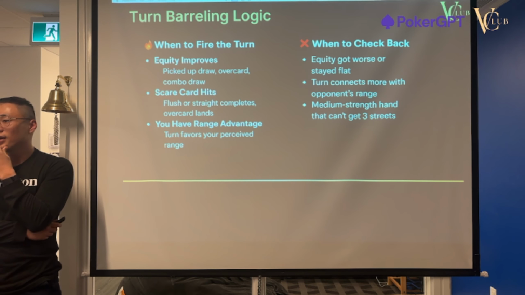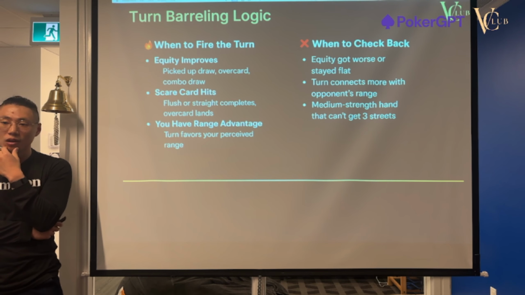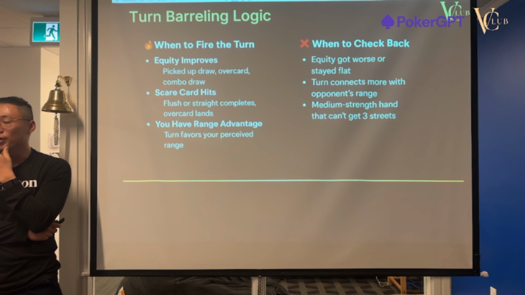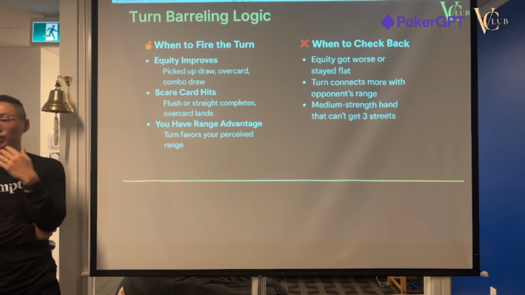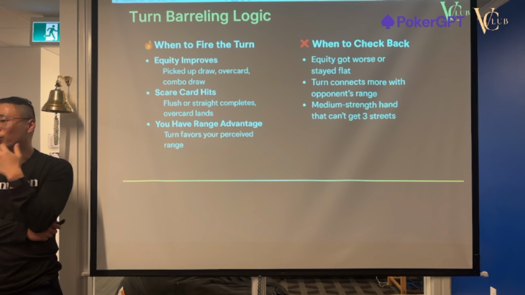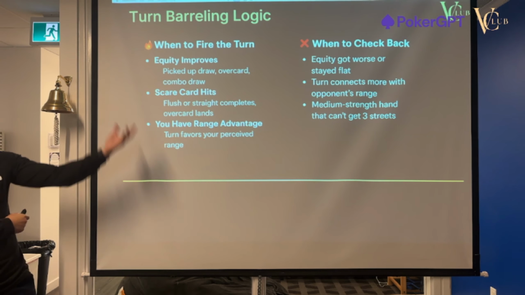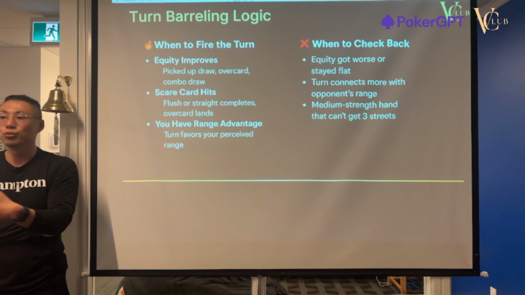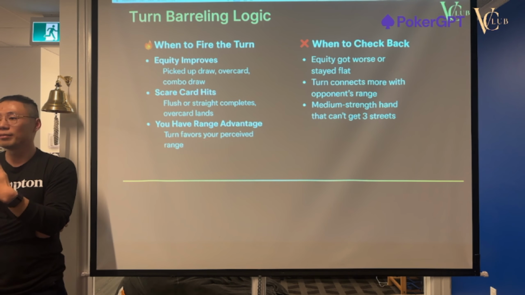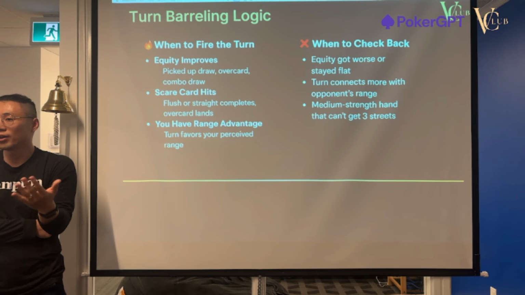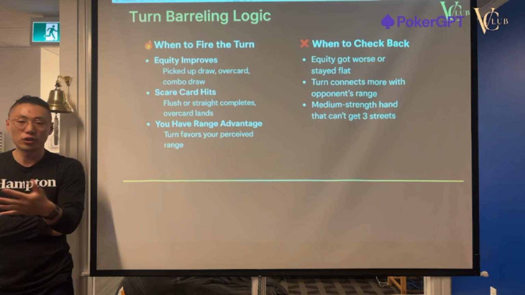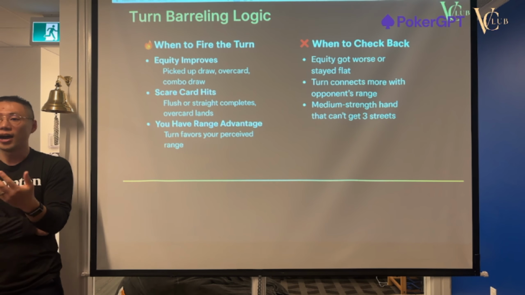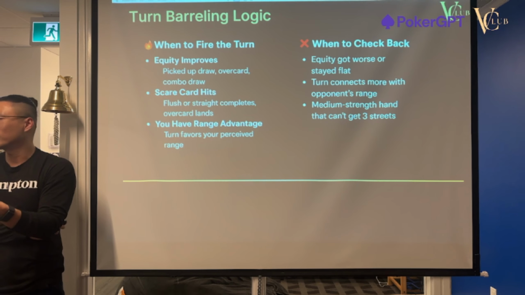Generally, folks ask, and it's even something I'm saying a lot in my game: what kind of cards do you generally want to barrel on the turn? What's the logic that you generally use? Some folks have no idea, and they're just guessing once it gets to the turn. Generally, you want to fire the turn when your equity improves. Either you pick up equity, like you have a pair that now turns into two pair, or you have a straight or a flush. I think that's pretty obvious. But also generally when good cards hit for your range.